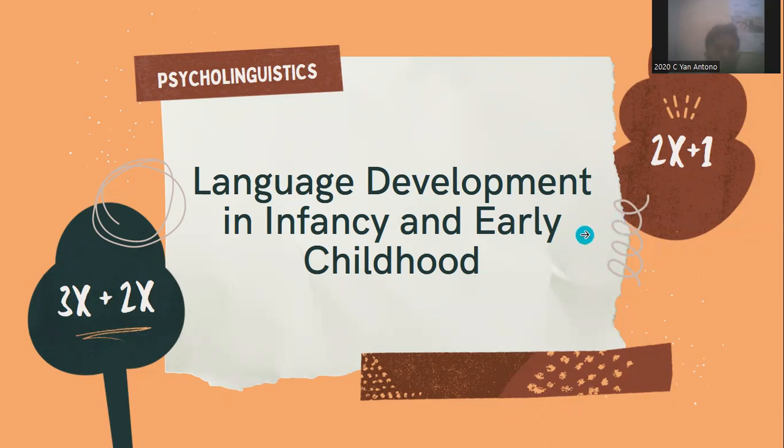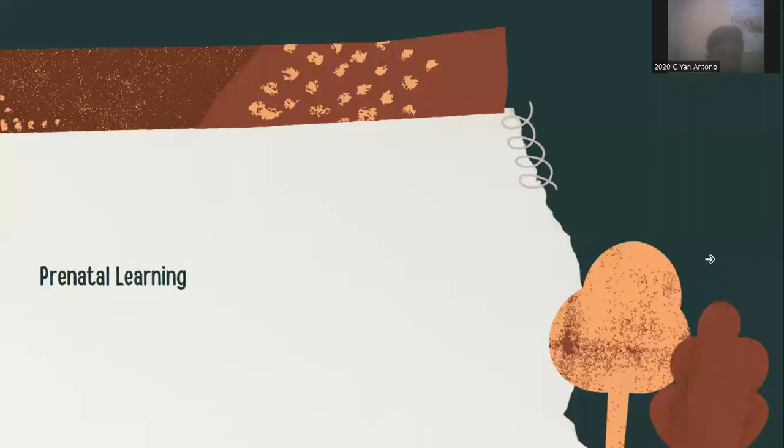So in this chapter 9 of Drexler's book, we are exploring several aspects of language acquisition in early development. So the first one is prenatal learning. Research has shown that even before birth, infants are capable of learning and remembering various aspects of language, such as the rhythm, melody, and intonation of their native language.